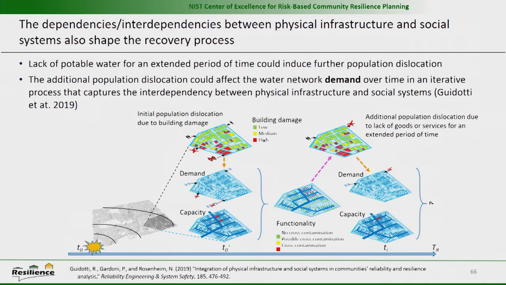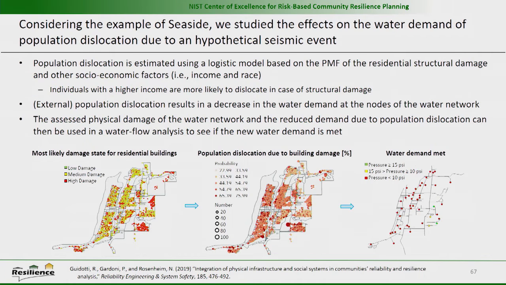Lack of potable water for an extended period of time could induce further population dislocation. And the additional population dislocation could then affect the network demand over time in an iterative process that captures the interdependency between physical infrastructure and social systems. Considering the example of Seaside, we studied the effects on the water demand of population dislocation due to a hypothetical seismic event. Population dislocation is estimated using a logistic model based on the probability mass function of the residential structural damage and other socioeconomic factors like income and race.